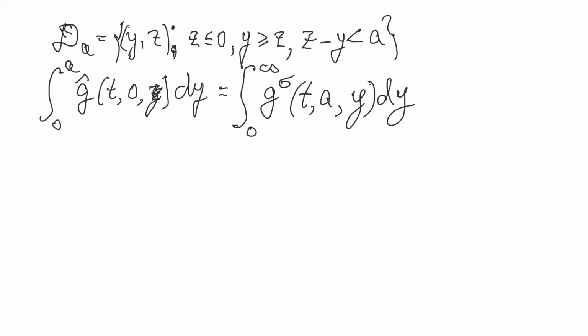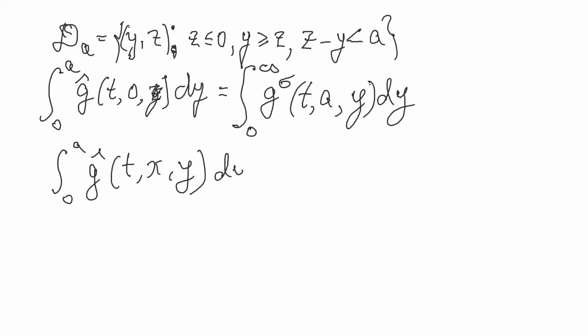We use here the symmetricity of this function, and some more complicated reasoning shows that in the general case we have the following formula: g hat of t x y dy is equal to the integral over x from x to infinity of g sigma t a y dy.